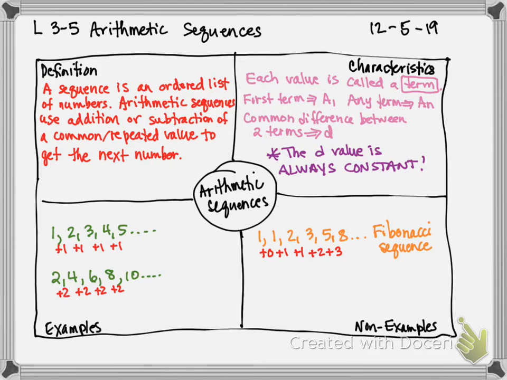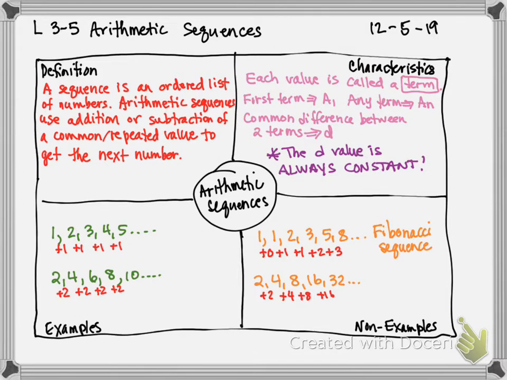Let's see, 2, 4, 8, 16, 32, and so on. So if this was arithmetic, I would see the same difference between the terms. So I add 2 to 2, I get to 4. From 4 to 8, I add 4. From 8 to 16, I add 8. 16 to 32, I add 16. So you can see this is not an arithmetic sequence.